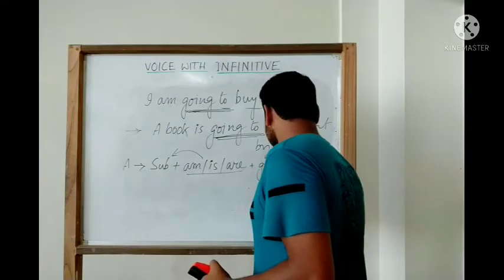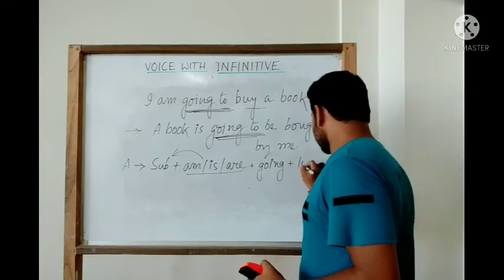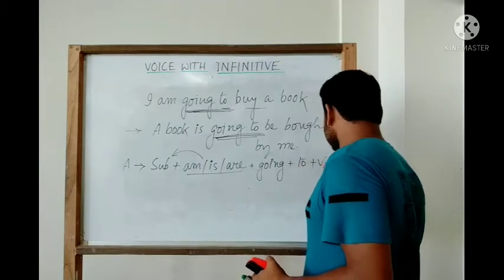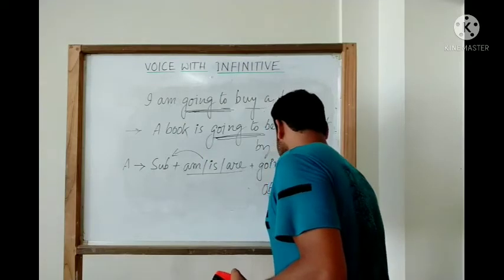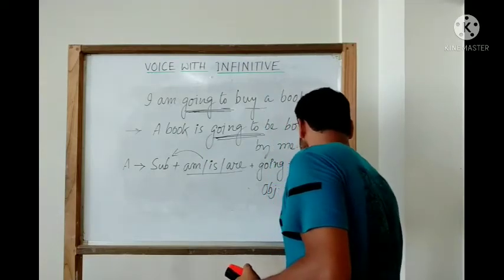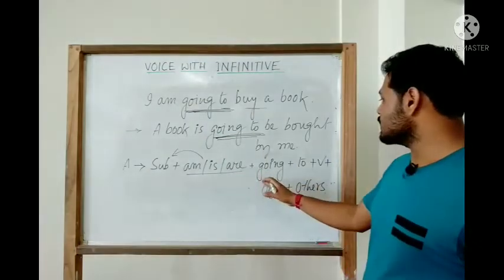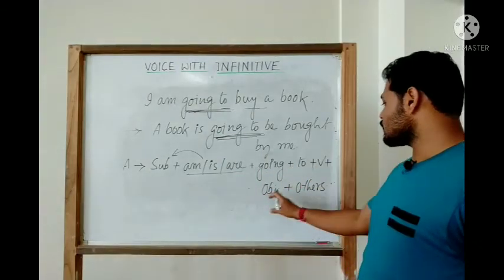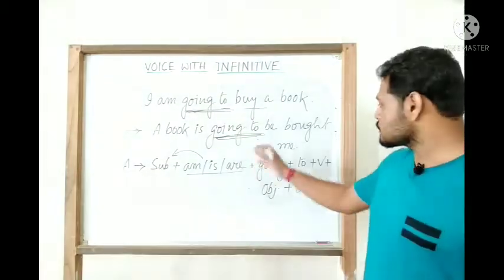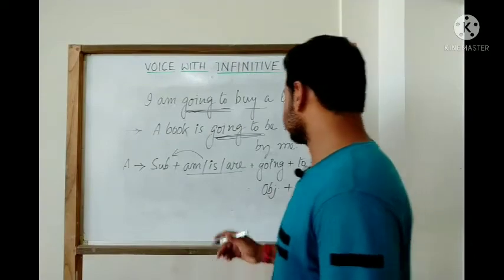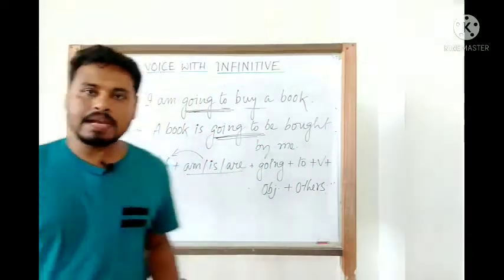Then going, then to, then verb, then object, then others if it is there. So subject, am, is, are, going to, verb, object and others. This is the active structure. Let us form the passive structure of this. If we try to form the passive structure, it would be like this.